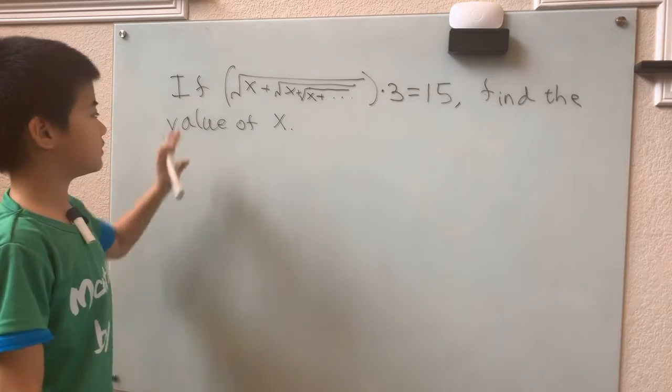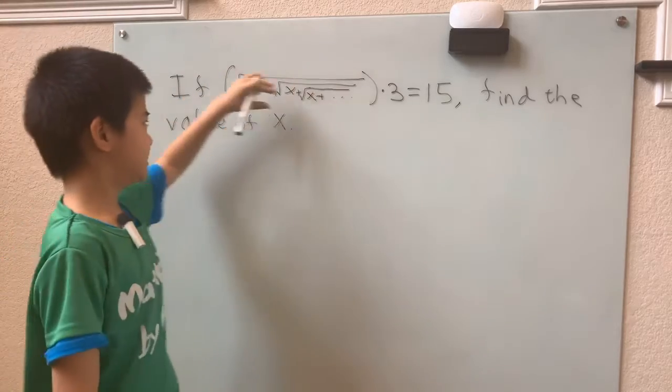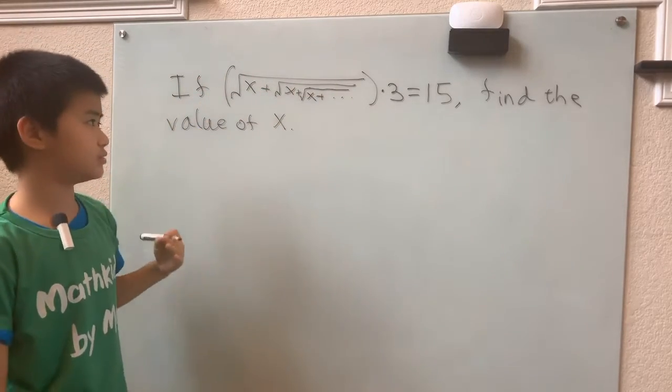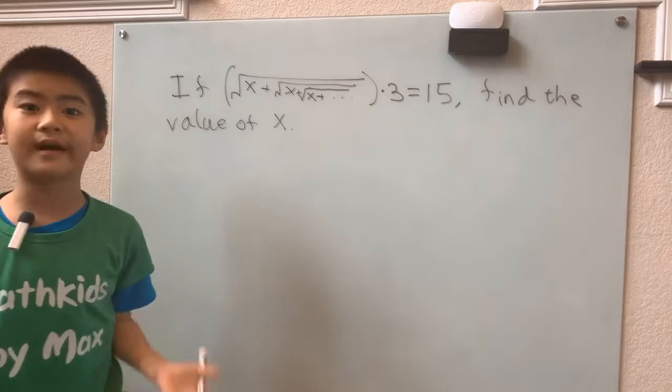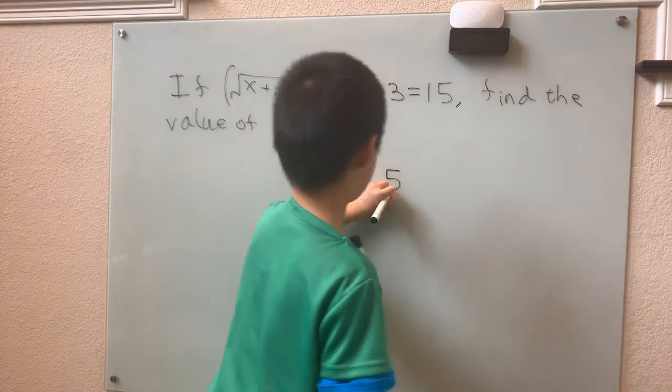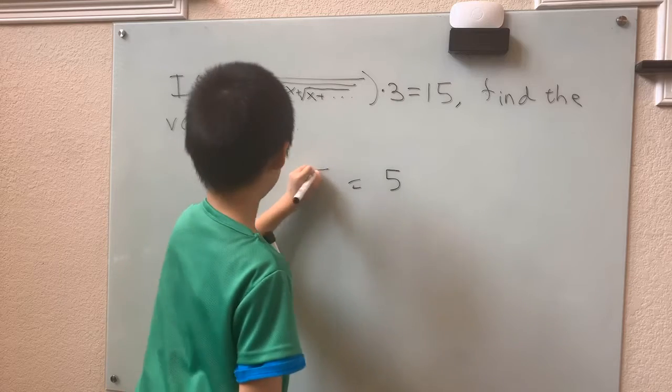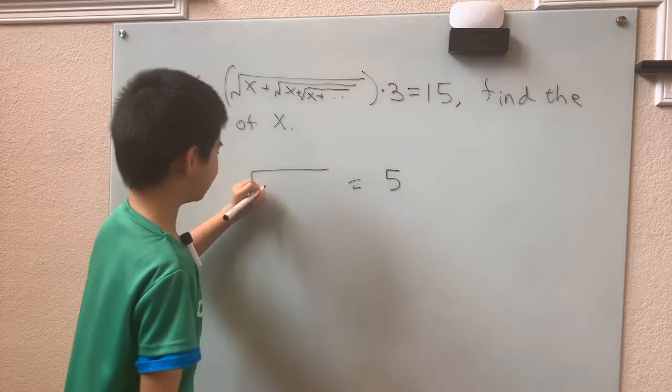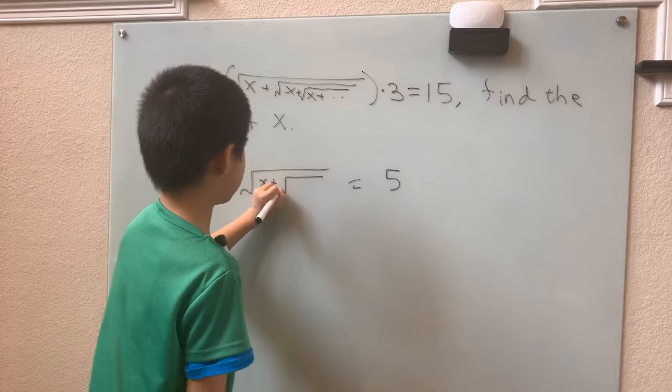Well, I'm not sure what to do with all these square roots. Well, I do know about the times 3 part. We just divide by 3. Here we just get 5, and on the left hand side we have this scary thing.